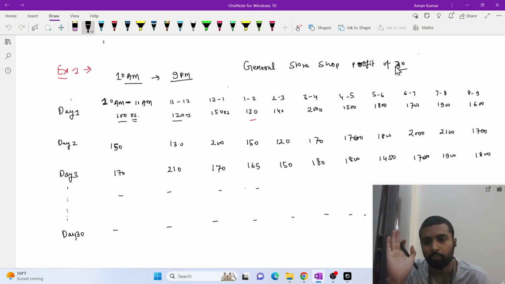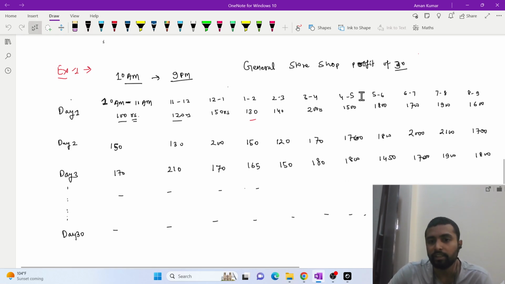But after 4 to 5 p.m., as you can see, you are getting a profit of around 1500 to 1600 per day. Think about that. 4 to 5 you are getting 1500, 5 to 6 you are getting 1800. But before that, let's say 12 to 1 you are getting only 150. 1 to 2 you are getting 130 rupees only. And this is not the case of only one day. It is almost every day that from 10 a.m. to 4 p.m. your average income is almost 150 or 200, right?